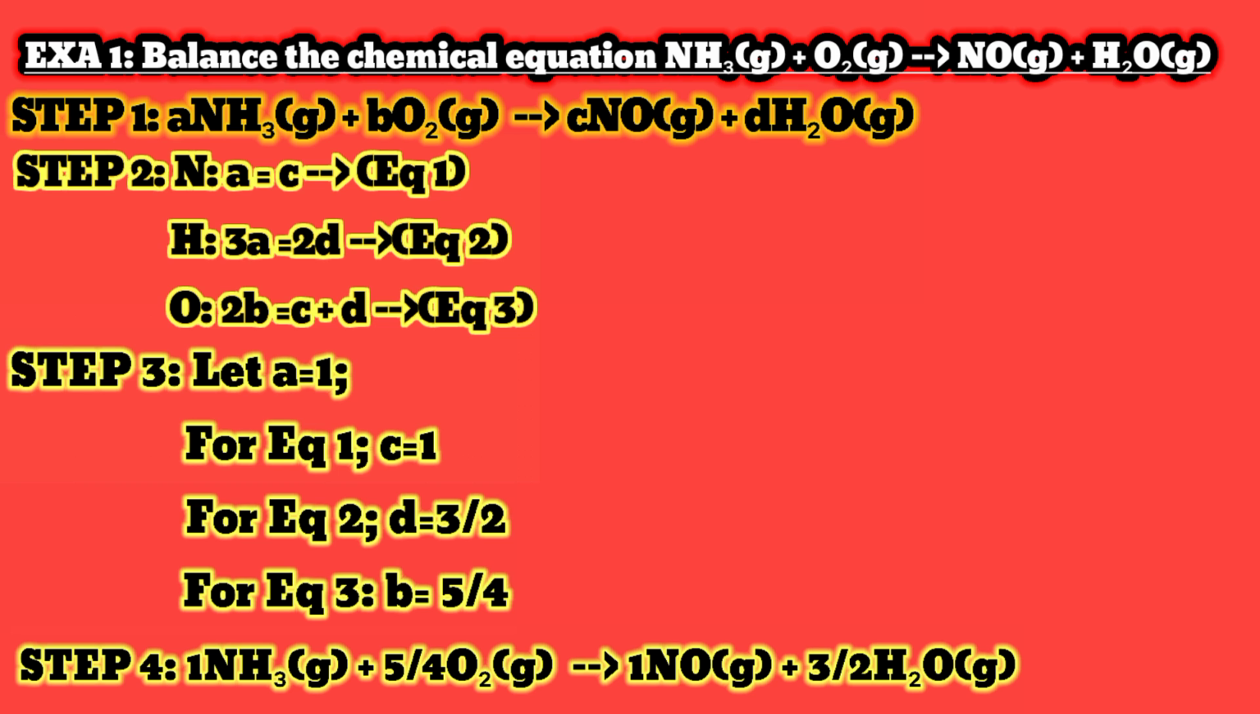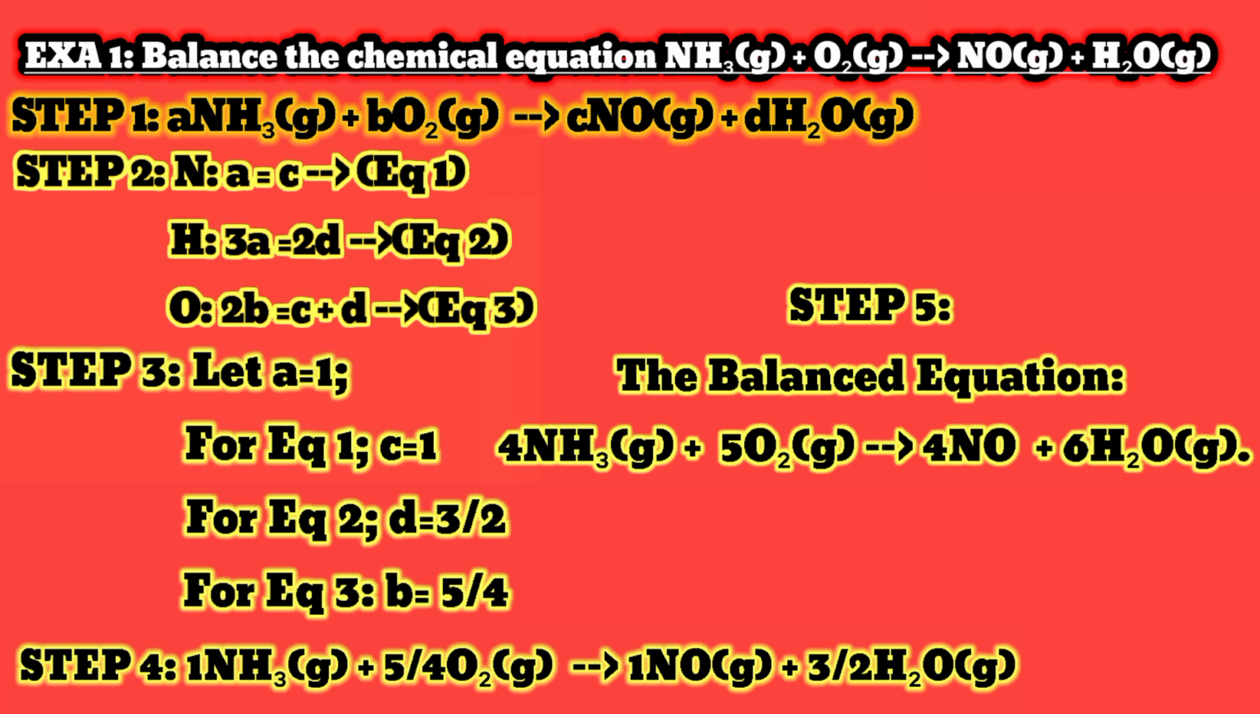The next step after we've gotten the values of our algebraic variables A, B, C, and D is that we are now going to substitute these values into the equation in step 1, and we are going to get our balanced equation as it is in step 5.